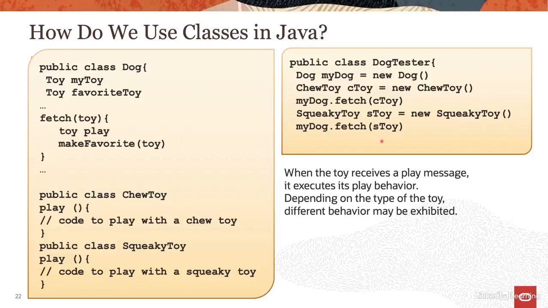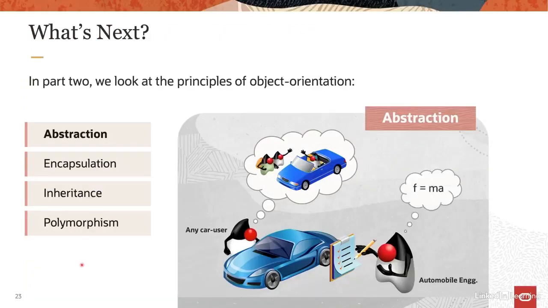So when the toy receives a play message, it executes its play behavior. Depending on the type of toy, different behavior may be exhibited. Notice that here I can tell it to fetch cToy, and it'll automatically tell that toy to play, and that toy, let's say in this case a chew toy, will execute the code for a chew toy. But if it happens to be a squeaky toy, we're reusing the same code, passing a different object, in this case the object reference for a squeaky toy, and automatically we get the behavior for a squeaky toy without having to make any changes or write any if statements or things like that. That's something we call polymorphism, and that's something we're going to take a look at in the next lesson.